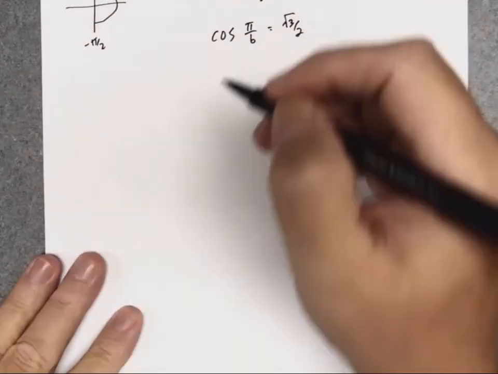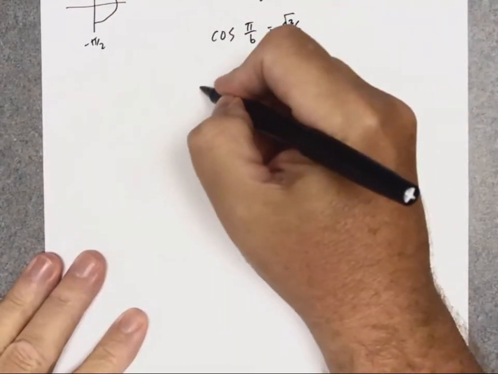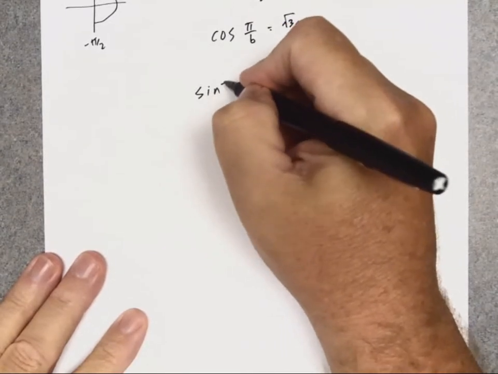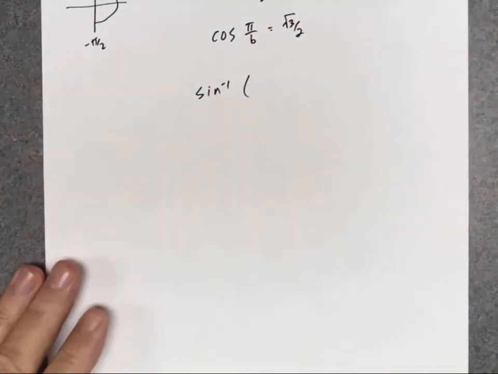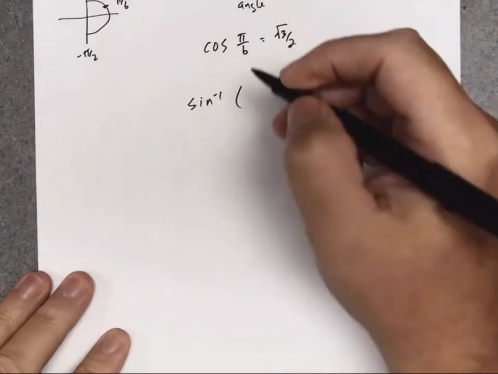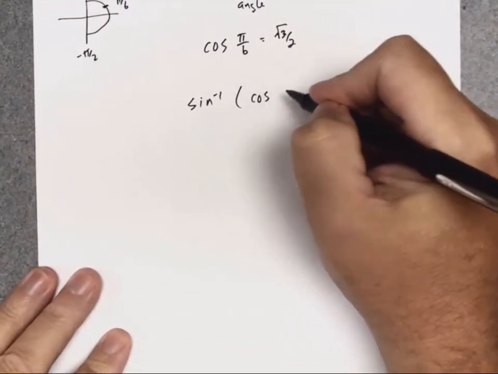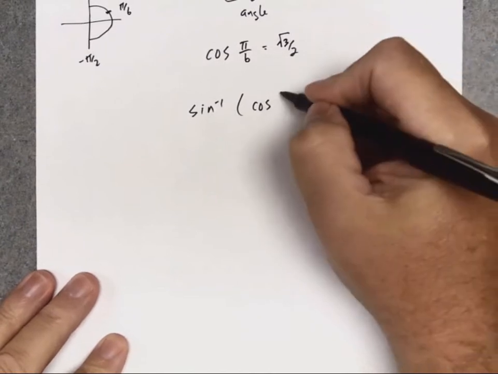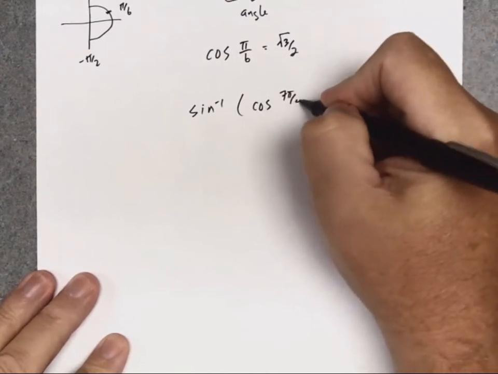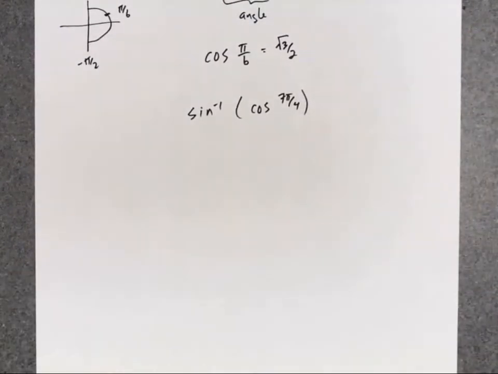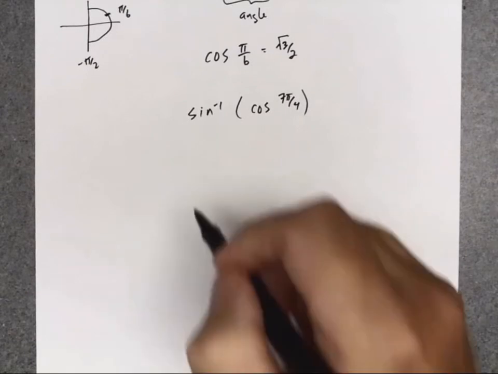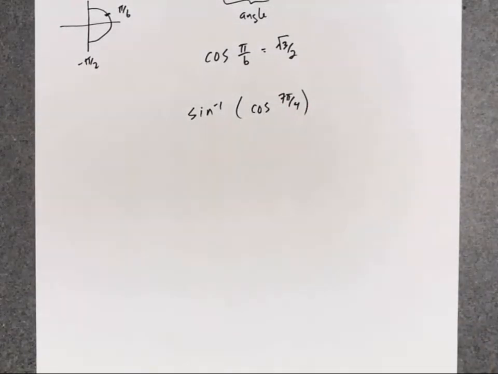What about, let's take the inverse sine of the cosine of 7 pi over 4. So once again, since I'm sort of mixing and matching, there's no special rules. You just have to work from the inside out.